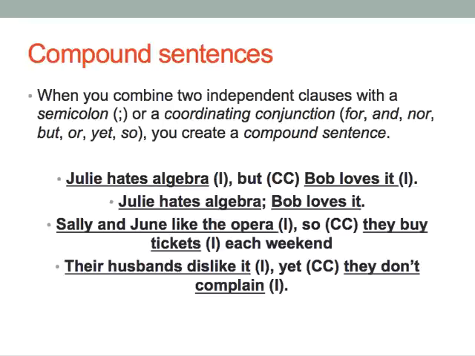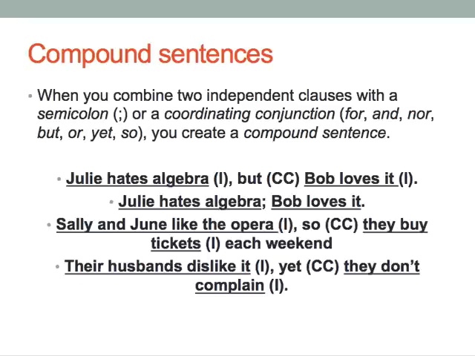When you combine two independent clauses with a semicolon or with a coordinating conjunction, such as for, and, nor, but, or, yet, or so, you create a compound sentence. So that's two independent clauses joined by either a semicolon or a coordinating conjunction. Julie hates algebra, one independent clause, but, our coordinating conjunction. Bob loves it, the second independent clause.